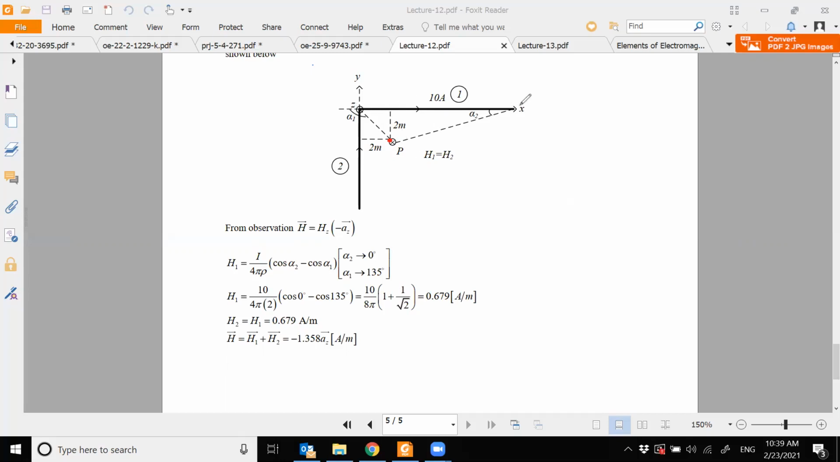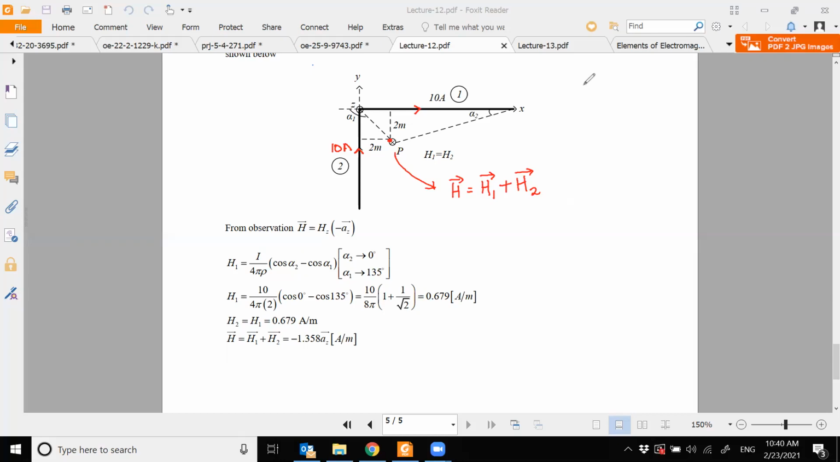This is one line current carrying current of 10 amps, and this is the direction. And this is another line current, which is also carrying current 10 amps, and it is in this direction. So how can you find the magnetic field here? We can find it by using superposition. So H bar will be equal to H1 due to line current 1 plus H2 due to line current 2. Because we have seen that the electrostatic field follows the superposition principle, the magnetostatic field also follows the superposition principle.